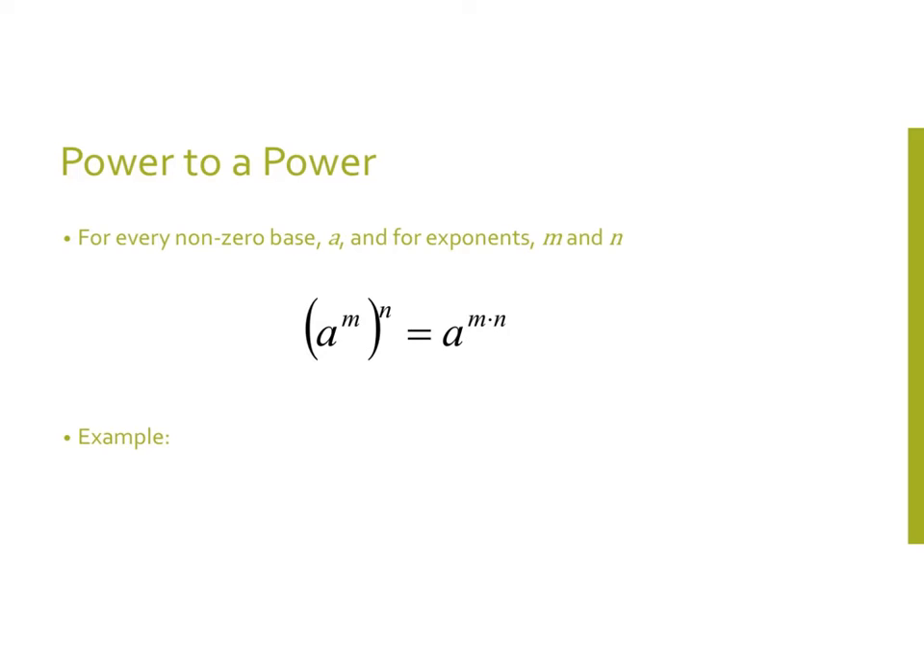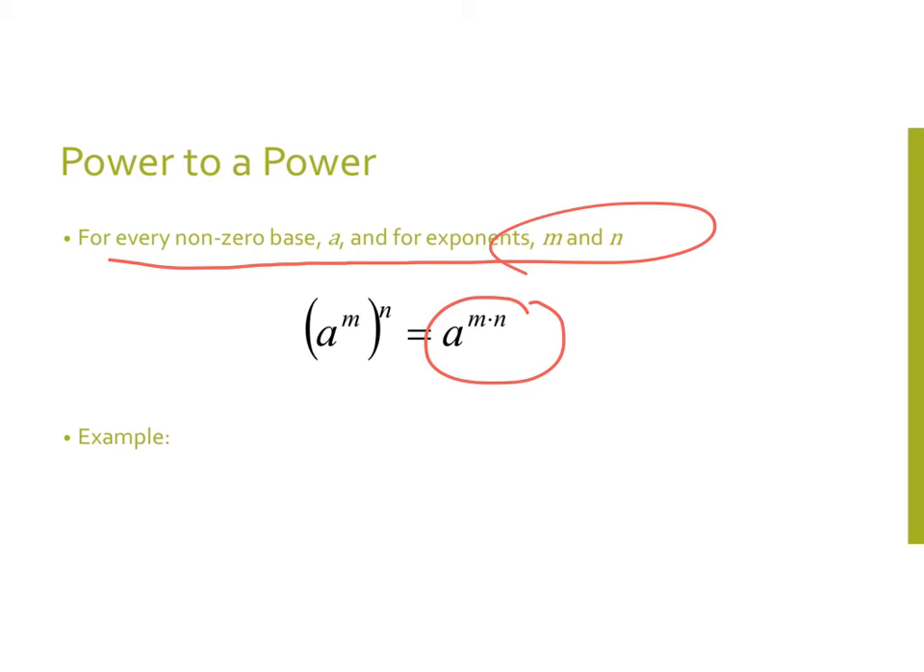Here we have power to a power. So this says, by the way, for every non-zero base a, for the exponents m and n, a to the m, take that to the n power, is technically like multiplying the m and the n. So if I had 2 to the third power raised to the second power, technically that means I can have 2 to the 3 times 2, which is 2 to the sixth power.